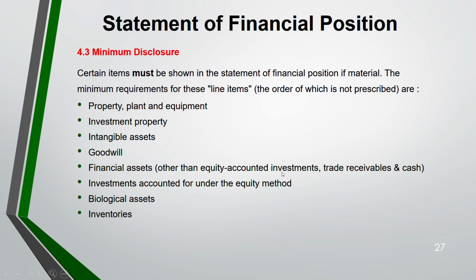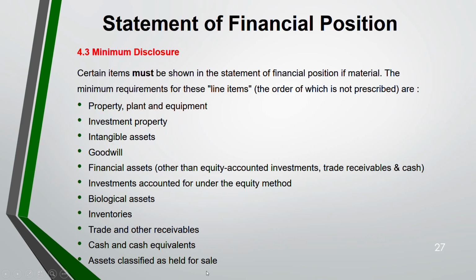Biological assets, inventories. Biological assets, by the way, we have IAS 41 for that, agriculture. Then inventories. And investment property, we are going to deal with under IAS 40. Okay. Next, trade and other receivables. Cash and cash equivalents. Assets classified as held for sale. IFRS 5 is going to deal with that. So these items should be shown in your statement of financial position because mostly they are material. Okay. Every statement of financial position will have these figures. These are the minimum requirements.